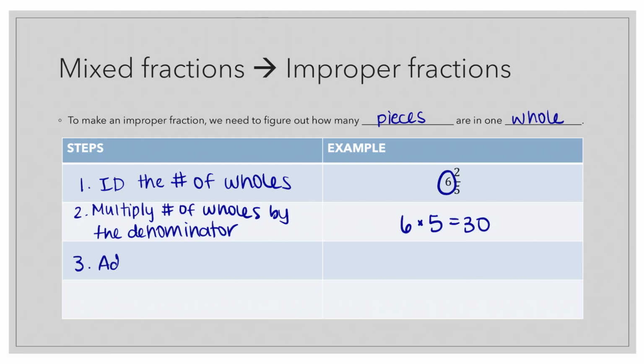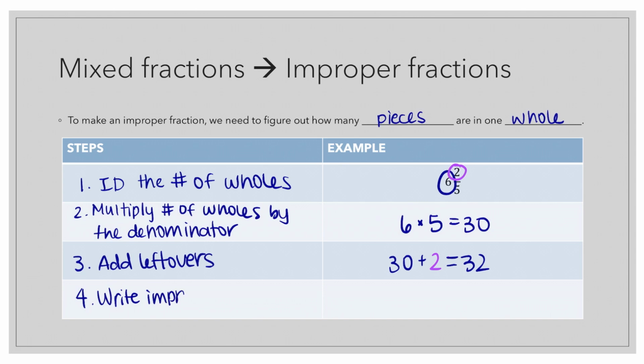Third step is to add leftovers. So you would do 30 plus 2. That's the leftover up there. So that equals 32. And then you would write your improper fraction, and you would use the original denominator. So 32 would go on the top. Whatever you just got would be right there. And then you would put 5 on the bottom. And that's all it is. So the biggest trick is do this times this, add this. So multiply, add, and then just remember you have the same denominator.